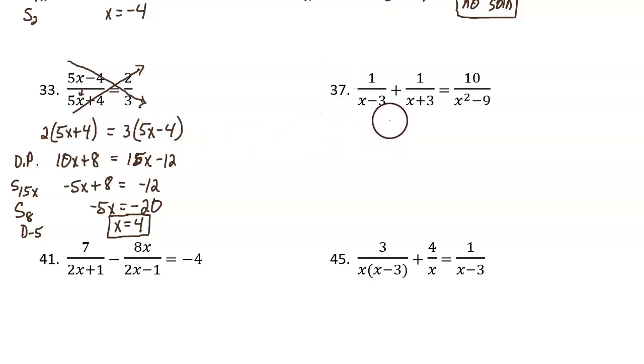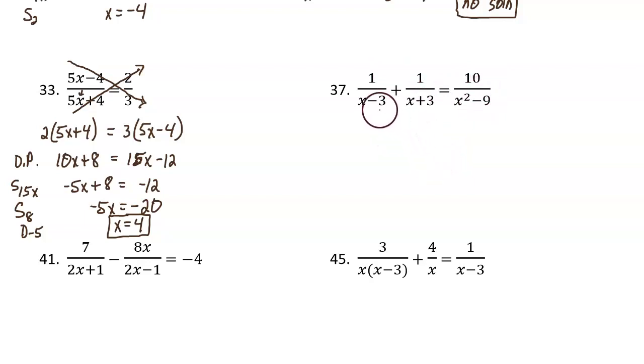Number 37. This equation also has fractions, and unlike the last one, it's not in the format of a proportion. It doesn't have a single fraction on the left side and a single fraction on the right. So I'm going to use a different technique this time.